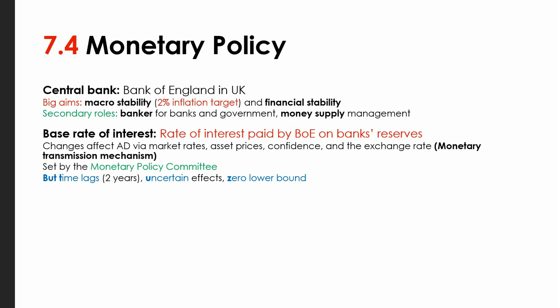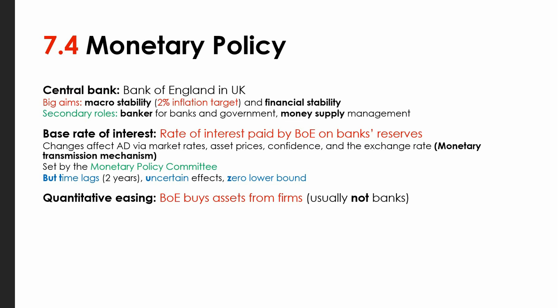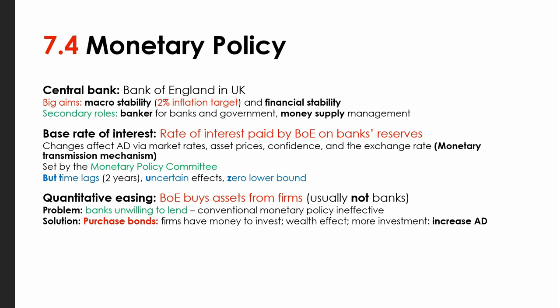Instead, sometimes the Bank of England turns to quantitative easing. And that's where the Bank of England buys assets from firms, not usually from commercial banks. That's different to traditional policies. Traditional monetary policies usually involve buying assets from banks, so banks have more money. But if banks aren't willing to lend, then that normally isn't effective. So instead, the Bank of England purchases assets, normally government bonds, from firms. So firms have money to invest. The price of those assets goes up, causing the wealth effect. The yield on them goes down, causing investment into other assets, all of which ends up increasing aggregate demand.